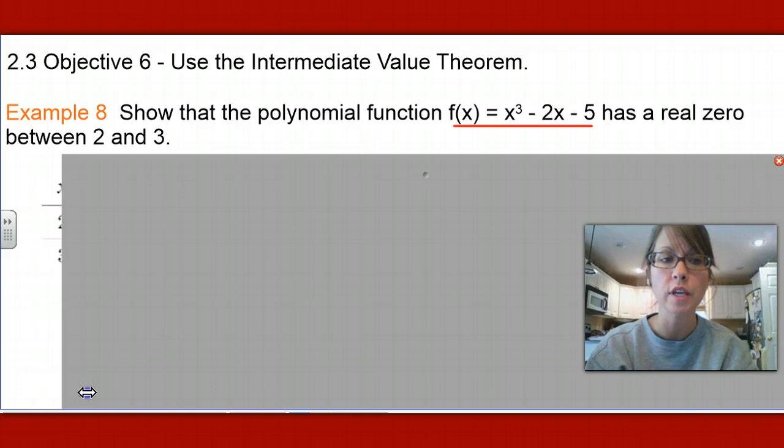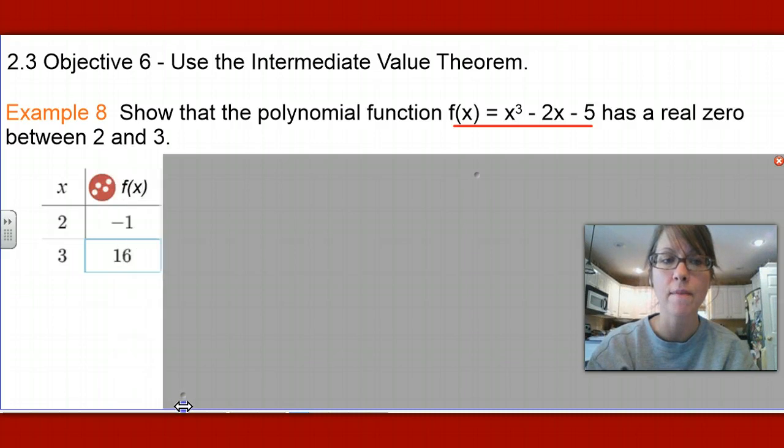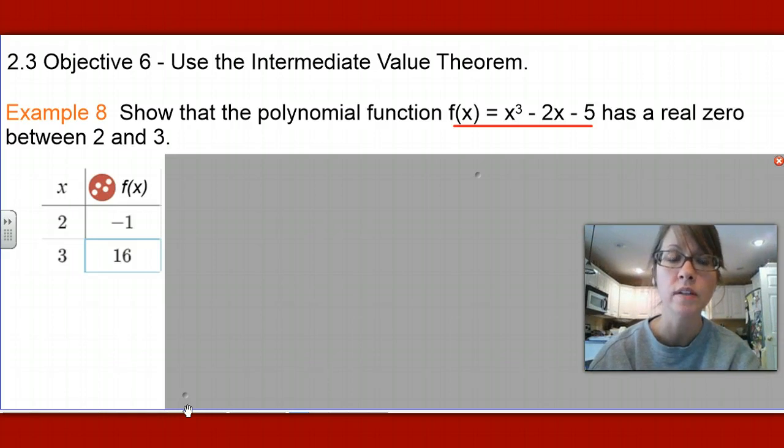So what we do with the intermediate value theorem is we set up a table. If x is 2, we find the f of x that goes with that. And then again with 3, if x is 3. So using the function given, f of 2 gives a value of -1, and f of 3 gives a value of 16. Okay, so knowing what the intermediate value theorem says, I can look at that and say, yes or no, the intermediate value theorem guarantees a real zero between 2 and 3. And here in a second, you can too.